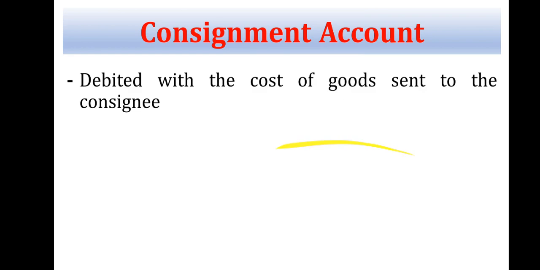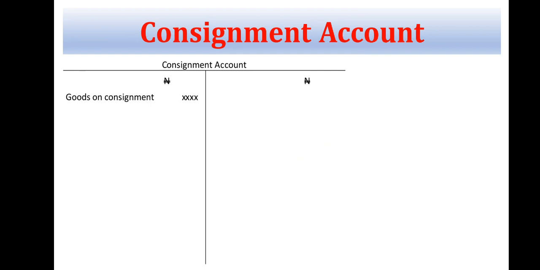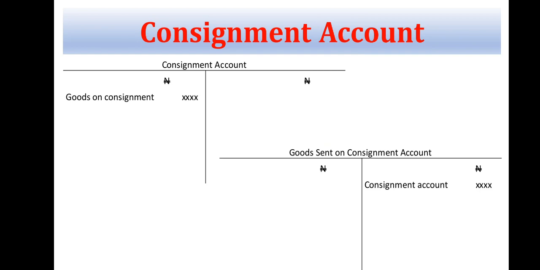So consignment account, what are those entries we'll be having? Consignment account is debited with cost of goods sent to the consignee. The goods that have been sent to the consignee will be debited to the consignment account. If you have clear knowledge of ledger, that is double entry principle, you should not have any problem with consignment account. So the consignment account is debited, and the corresponding credit entry will go to the goods on consignment account. That is how goods on consignment account came up under the consignment account.